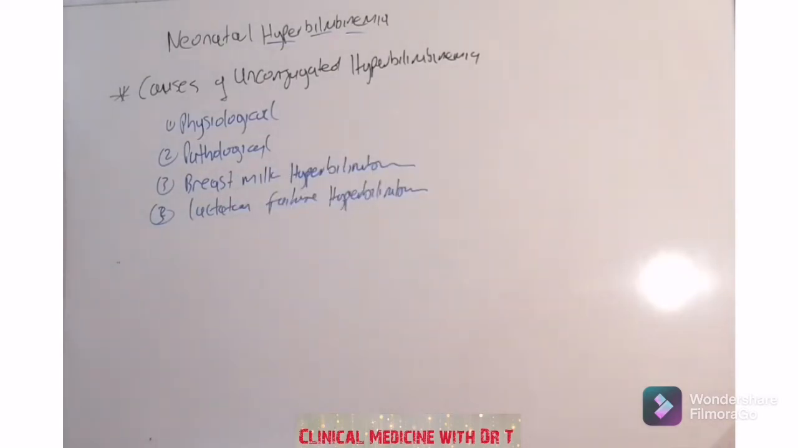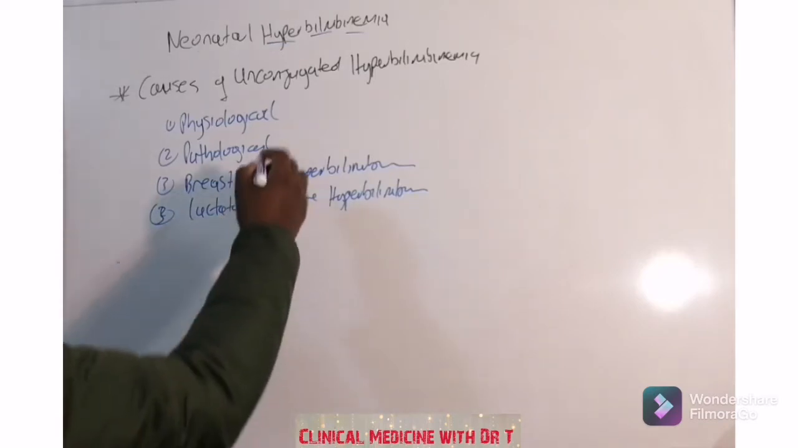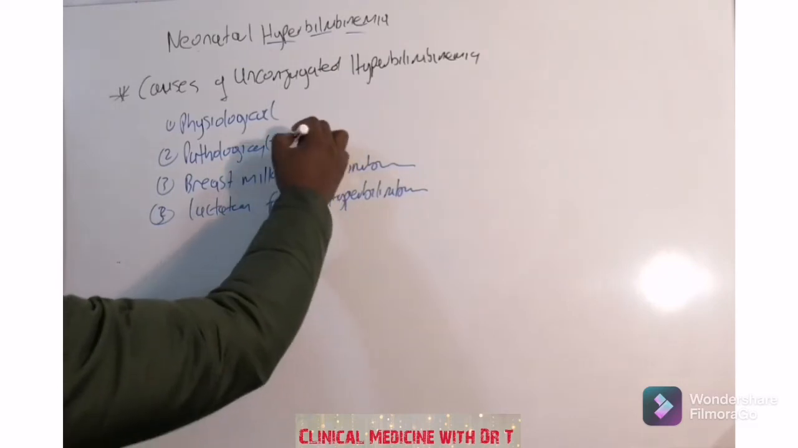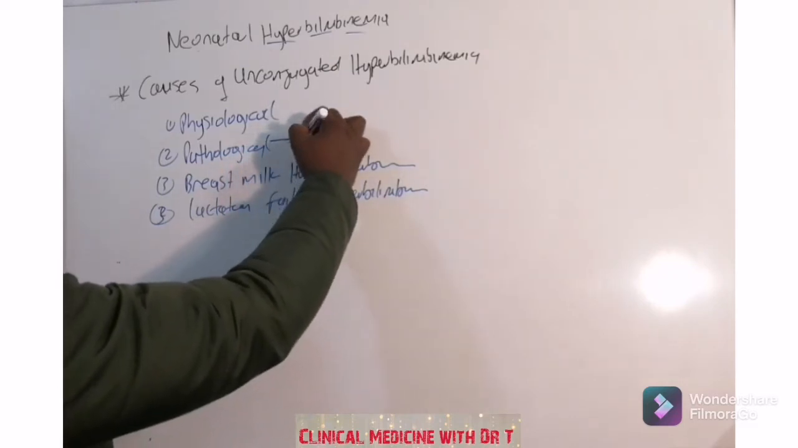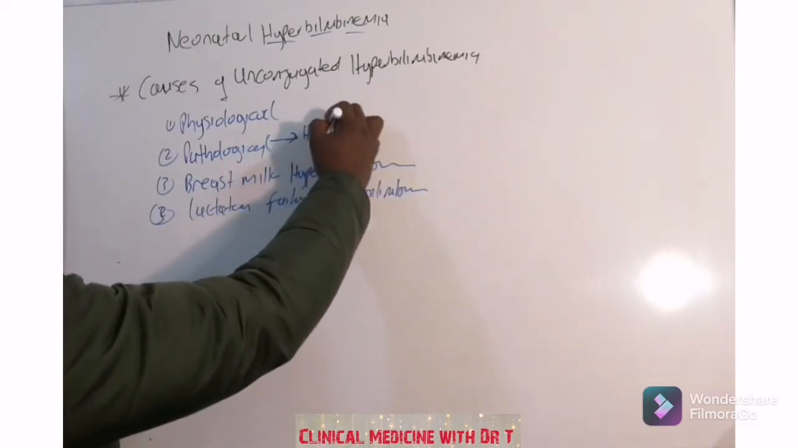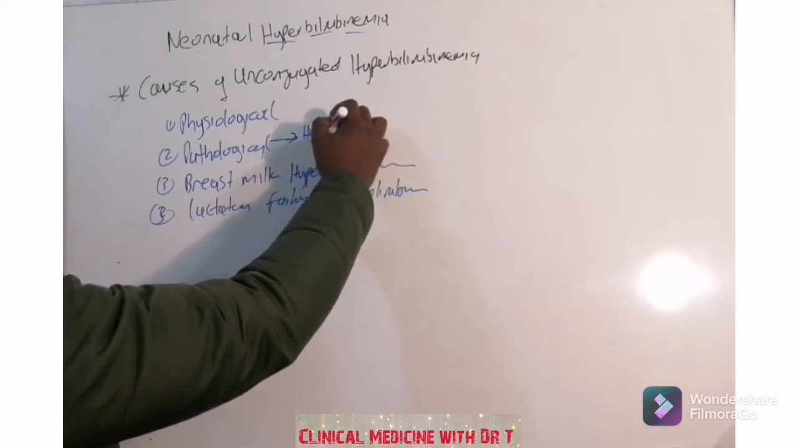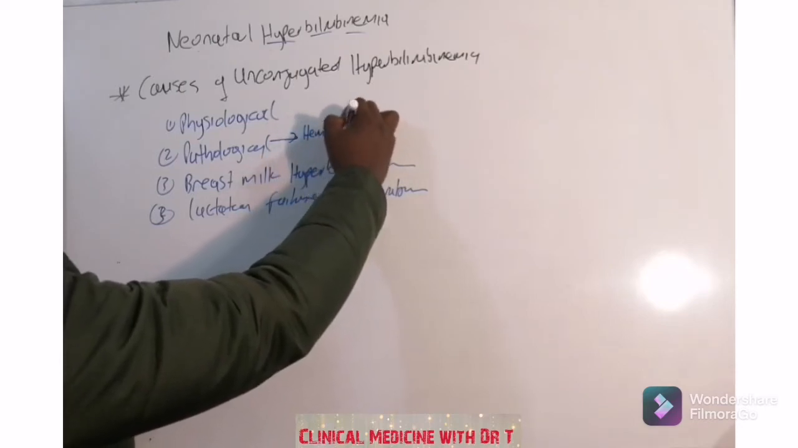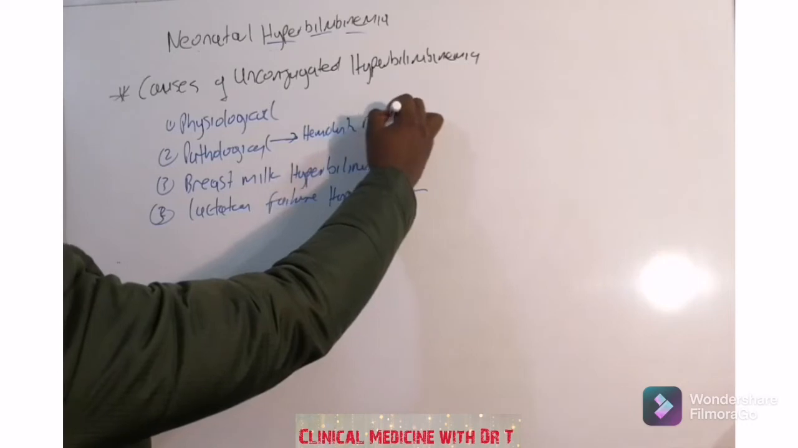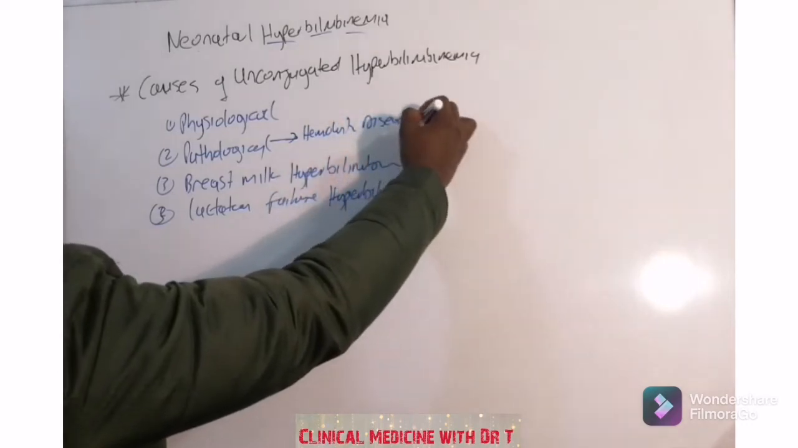So there's a special category of pathological jaundice. They call it the hemolytic disease of the newborn.